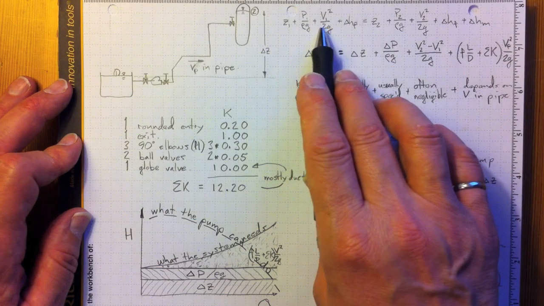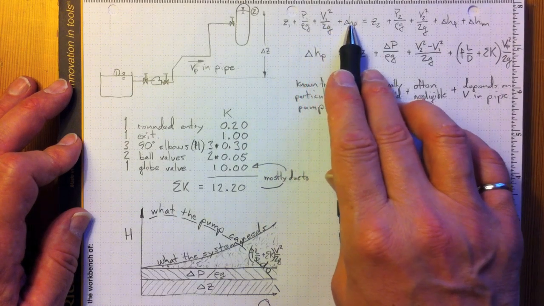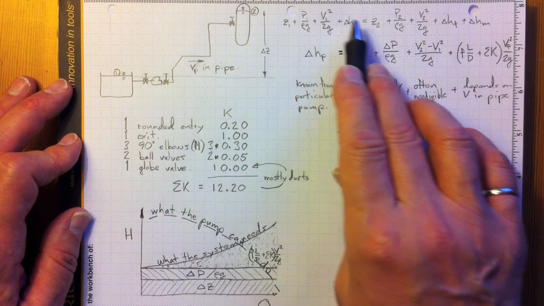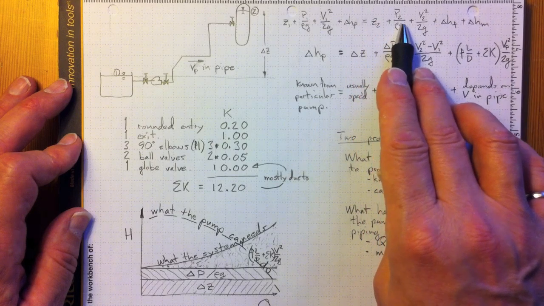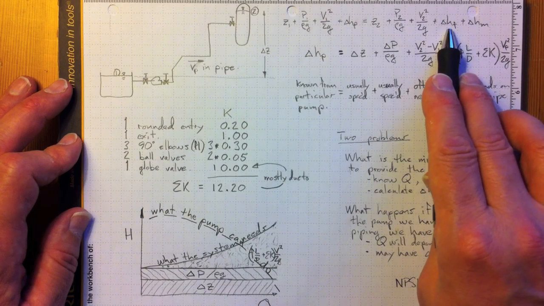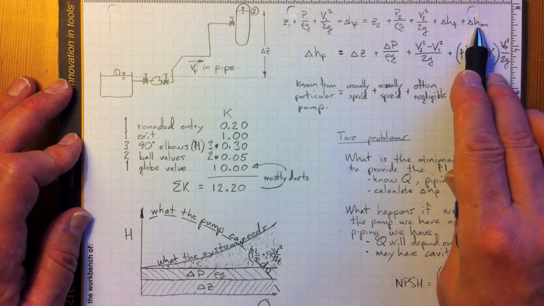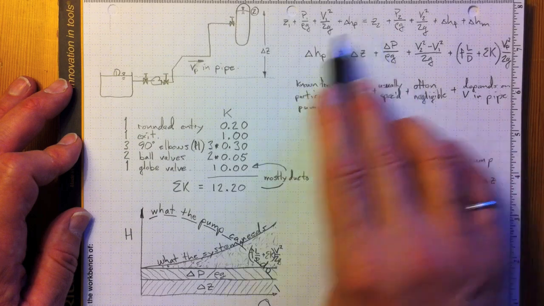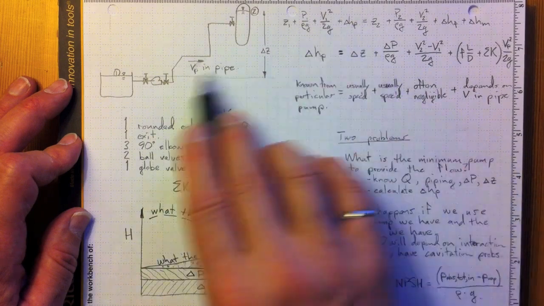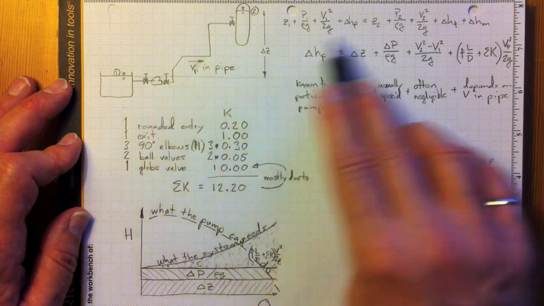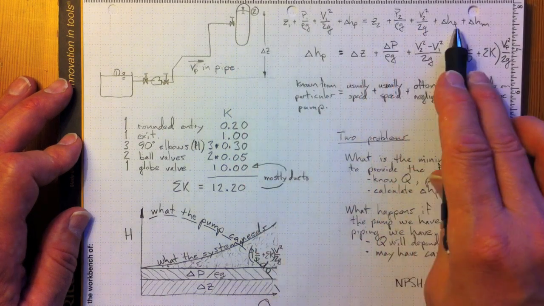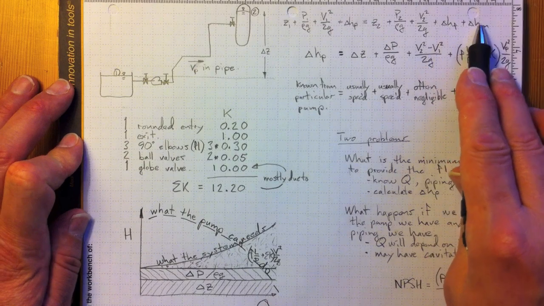Z1 plus P1 over rho g plus V1 squared over 2g plus whatever energy we put in with the pump, so delta HP, must be equal to Z2 plus P2 over rho g plus V2 squared over 2g plus whatever energy we lost to friction and to minor losses. So this is an energy balance. The energy that we had at location 1 plus any energy we added in this pump, we must still have at location 2 unless we lost it along the way to friction or minor losses.